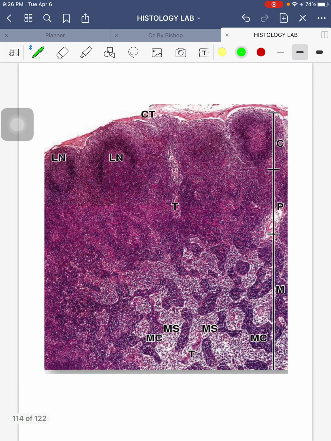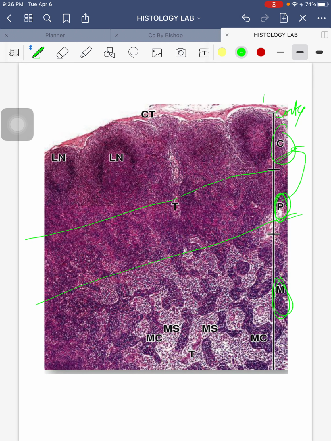Okay, so you have parts. It's subdivided particularly into three regions. First, the first part here is your cortex. Second is your paracortex, and the third is your medulla. So note that in your paracortex, there are no precise boundaries, but it can be distinguished by the lack of lymphatic nodules, which are only found in your cortex. Okay, so the cortex also has a subcapsular sinus.